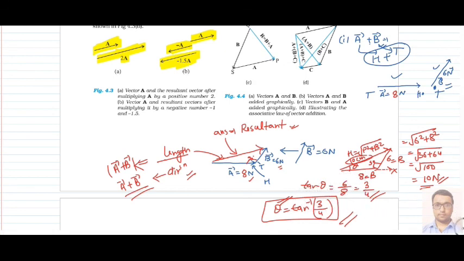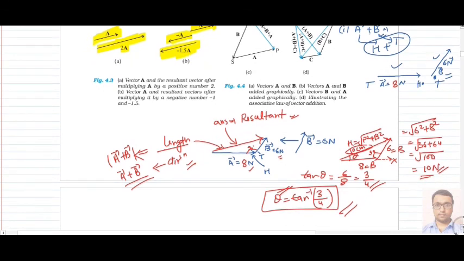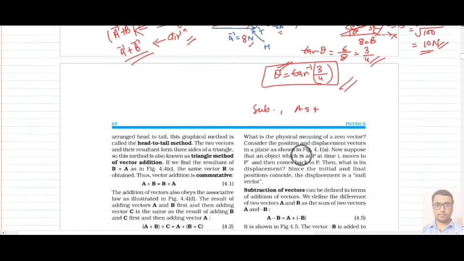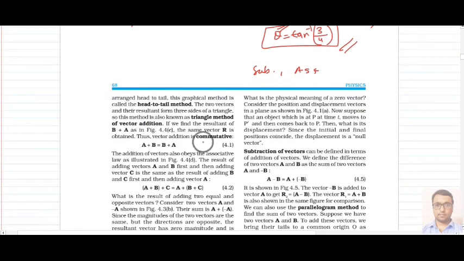So this is all for today, and in the next lecture we will perform other operations of vectors like subtraction, and associative properties. You can see commutative properties like this one, and then the associative law like addition of 3 vectors, etc. And then we will have the parallelogram method.